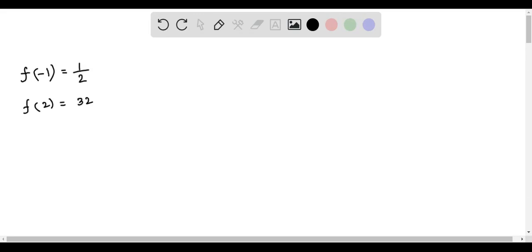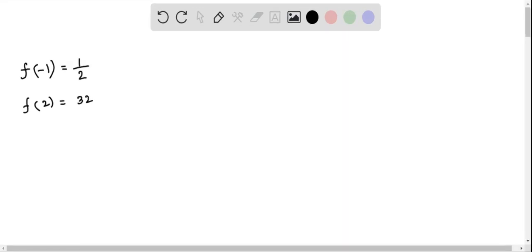Here we determine an exponential equation such that it passes through these two points. So let the exponential equation be written as f of x equals a times b to the power x, where a and b are some numbers which we have to determine.